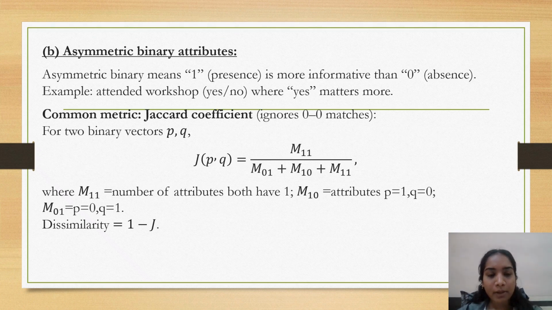After that, we see part B, which is asymmetric binary attributes. Unlike symmetric binary attributes, the 1 value is more important than the 0. For example, attended is meaningful while not attended is not. So we use a Jaccard dissimilarity where only the cases where both have 1 matter. Matching zeros are ignored. This gives a more realistic measure when one outcome carries more weight.